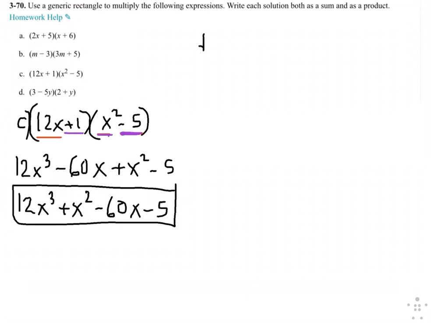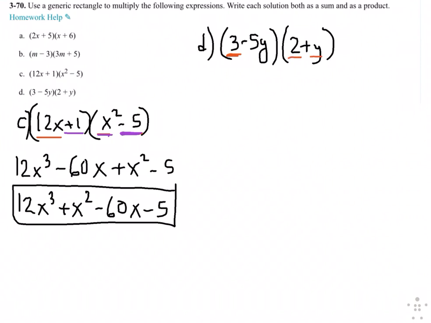And D we'll do over here. We have 3 minus 5y times 2 plus y. So first we take the 3 and we multiply it by 2 and then by y. So 3 times 2 is 6. 3 times y is 3y.